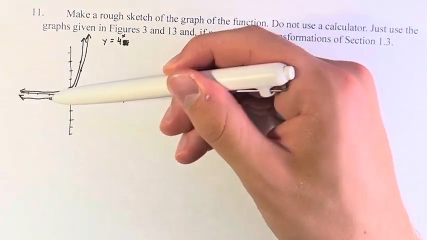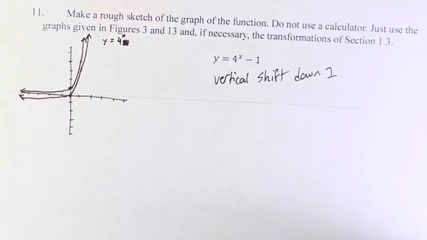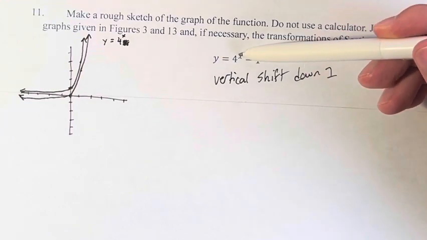So we have simply moved it down 1 unit at all places to give us the function y equals 4^x − 1.